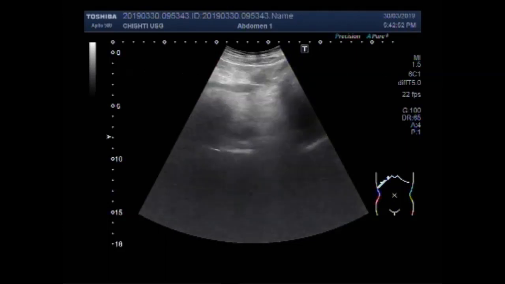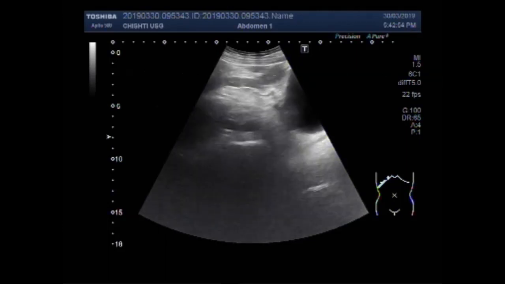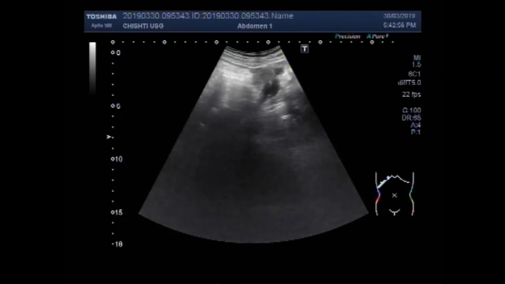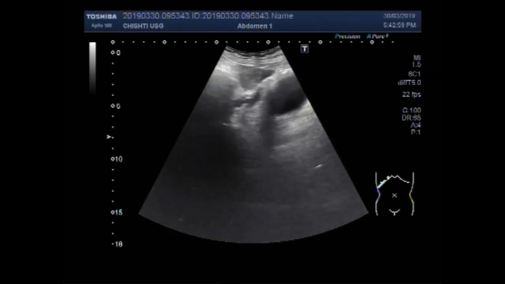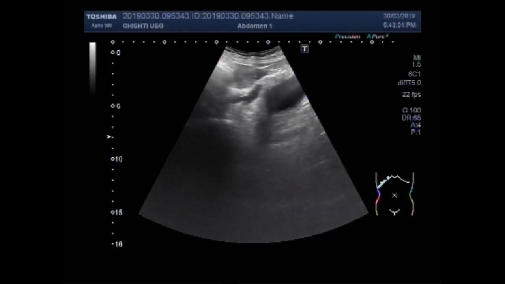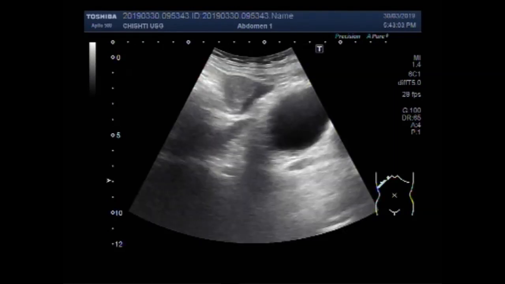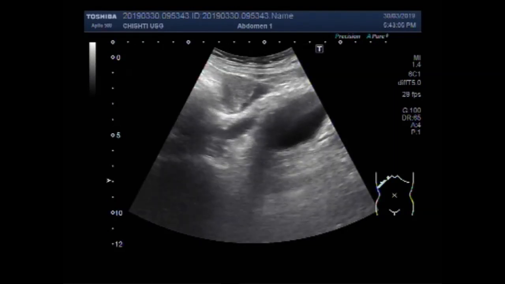This is the urinary bladder and prostate, and you can see there is minimal ascites, a small amount of free fluid seen in the lower abdominal cavity. This is the urinary bladder, these are gut loops, and this one is the free fluid seen in the lower abdominal cavity.